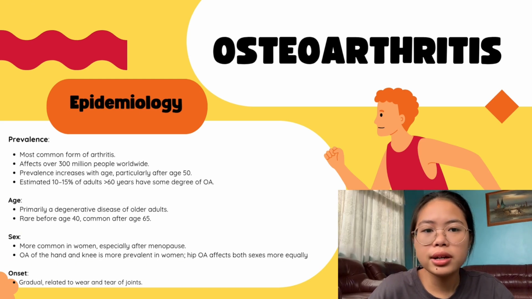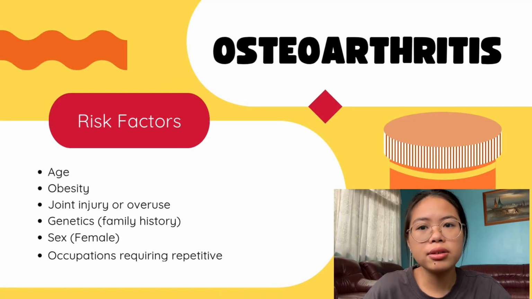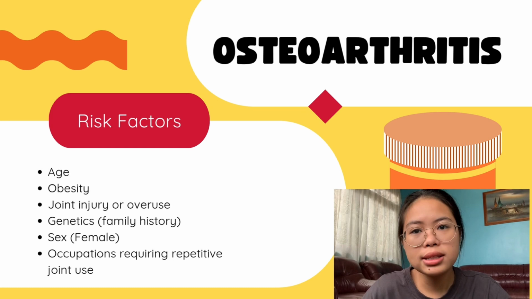Hip osteoarthritis, though, affects both sexes about equally. The main risk factors include aging, obesity, joint overuse or injury, genetics, and repetitive work or activities. Symptoms develop gradually and include joint pain that worsens with use, stiffness, and decreased range of motion. You might also see bony enlargement like Heberden's or Bouchard's.